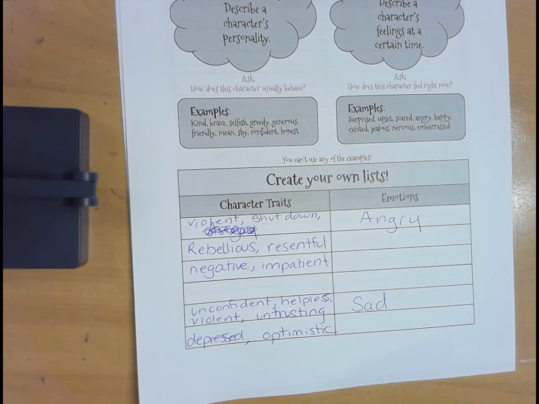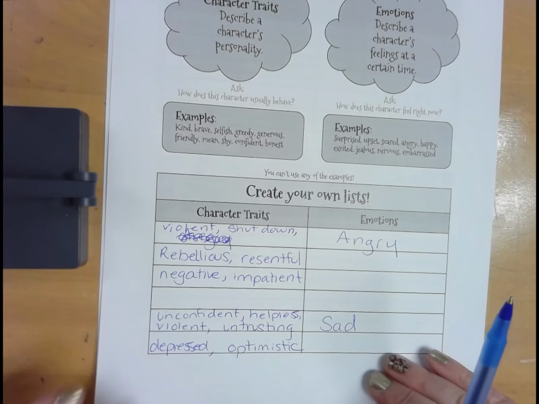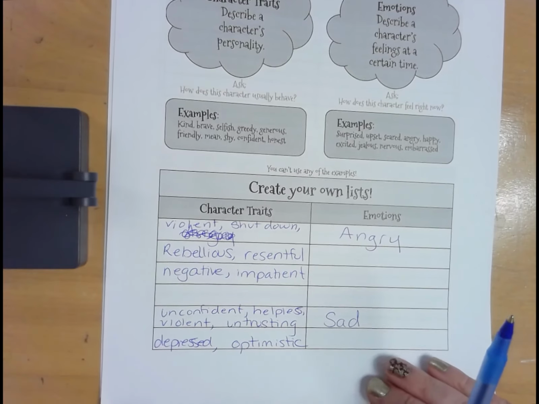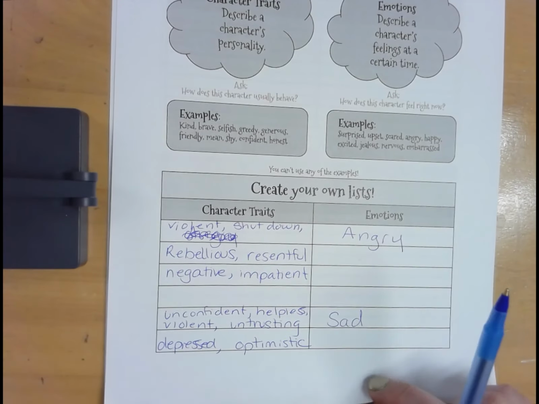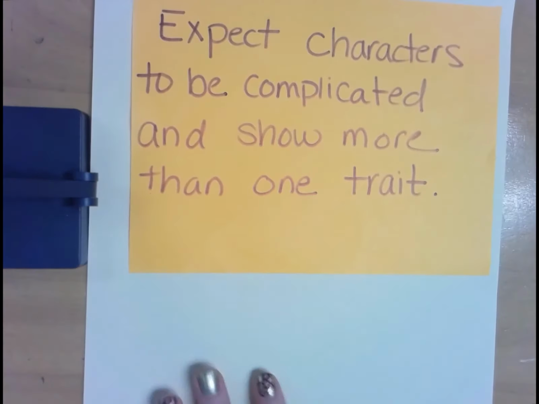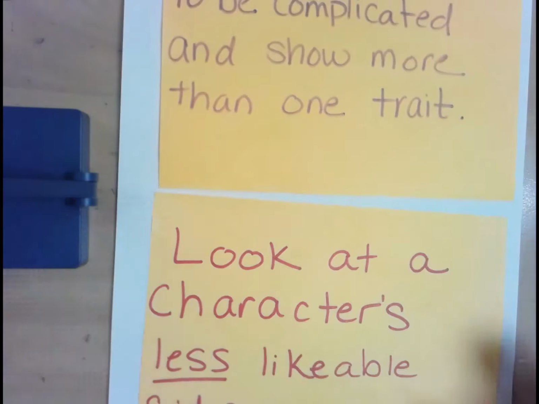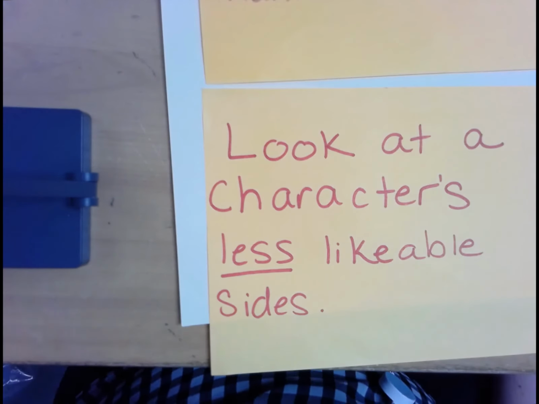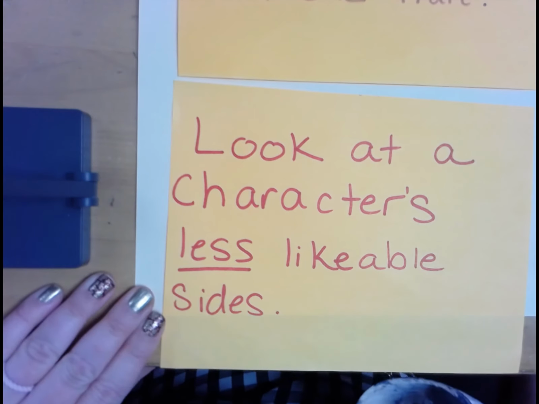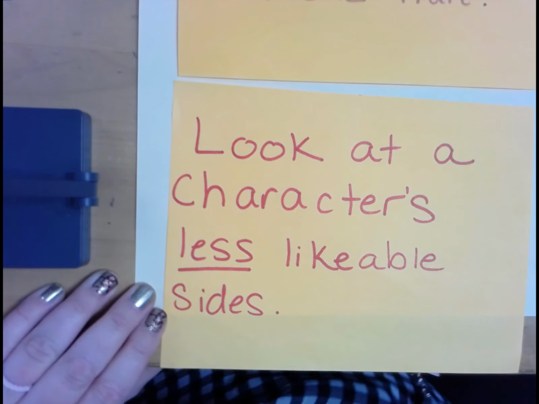So again, the emotions are anger, sadness, happiness, where traits are how they act when they're angry or when they're sad. So I just wanted to review that a little bit with you, and you don't need to complete this sheet. I just wanted you to have it so you had a little reference or an idea of the difference between traits and emotions. So today we're going to continue to create some theories about our characters, because yesterday we worked at expecting a character to be complicated and show more than one trait. And today we're going to look at how characters have less likable sides. Even the heroes in our books have less likable sides. And we're going to explore that in your journal entry.